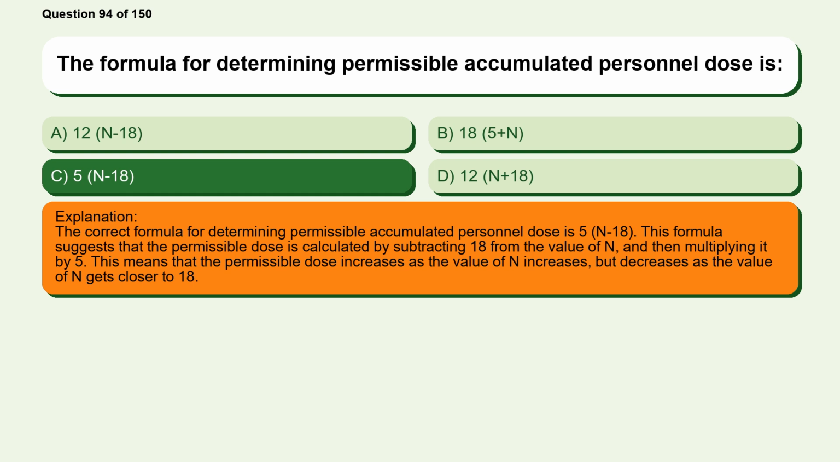This formula suggests that the permissible dose is calculated by subtracting 18 from the value of N, and then multiplying it by 5. This means that the permissible dose increases as the value of N increases, but decreases as the value of N gets closer to 18.